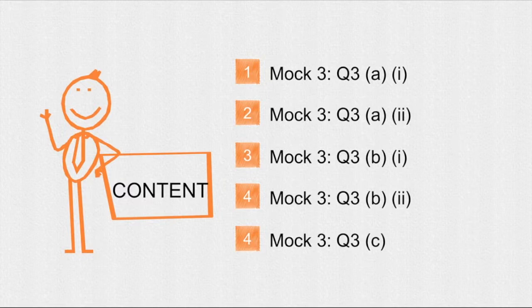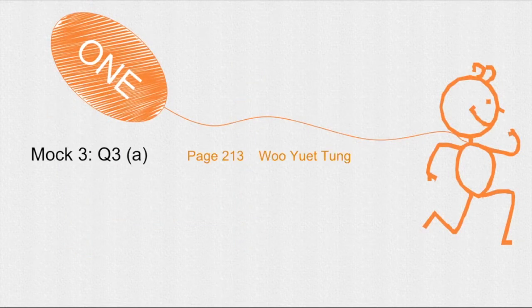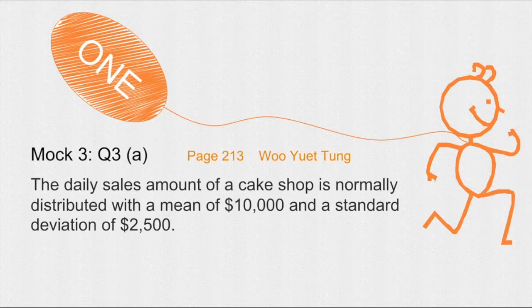Today we are going to discuss Mock 3, question number 3. And I'm Wu Yut Tong. I'm going to discuss question 3A. The daily sales amount of a cake shop is normally distributed with a mean of $10,000 and a standard deviation of $2,500.